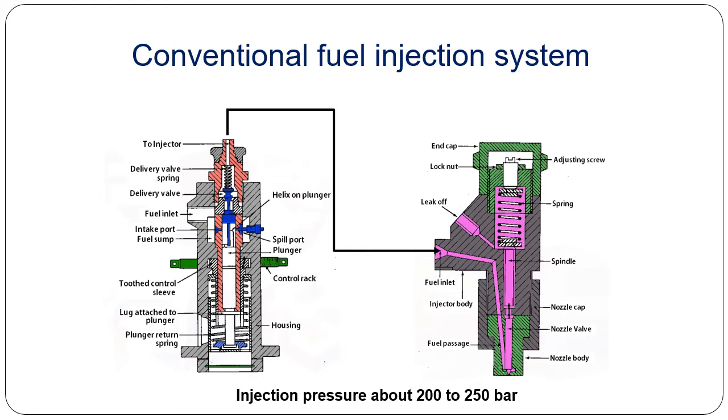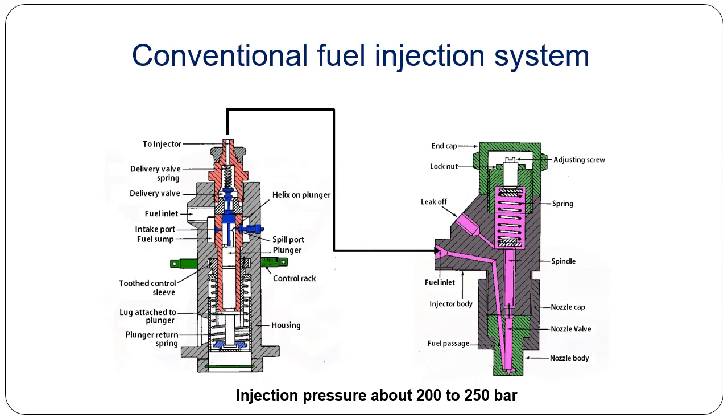Injection pressures which are used in conventional injection system are about 200 to 250 bar, and this gives a droplet size of around 50 microns. Now, since the droplet size is around 50 microns, there are chances that when fuel is injected, if it doesn't mix properly with air, or if the atomization is not proper, then it may accumulate inside the cylinder. And when it accumulates inside the cylinder, then there are chances of knocking, which is undesirable as far as CI engines are concerned.